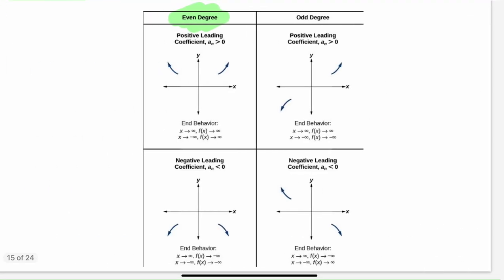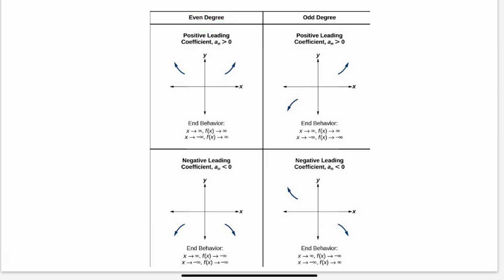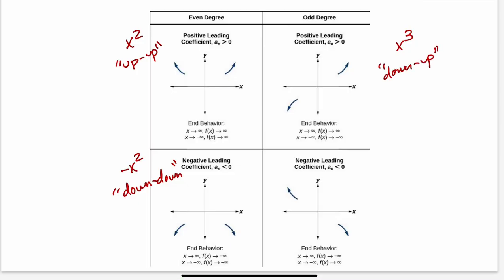So in general, we usually think of the even degree with a positive leading coefficient, something like x squared, as up, up. Even degree but a negative leading coefficient, like negative x squared, is down, down. Odd degree with a positive leading coefficient, like x cubed, is down, up. And then negative x cubed would be up, down for its end behavior.